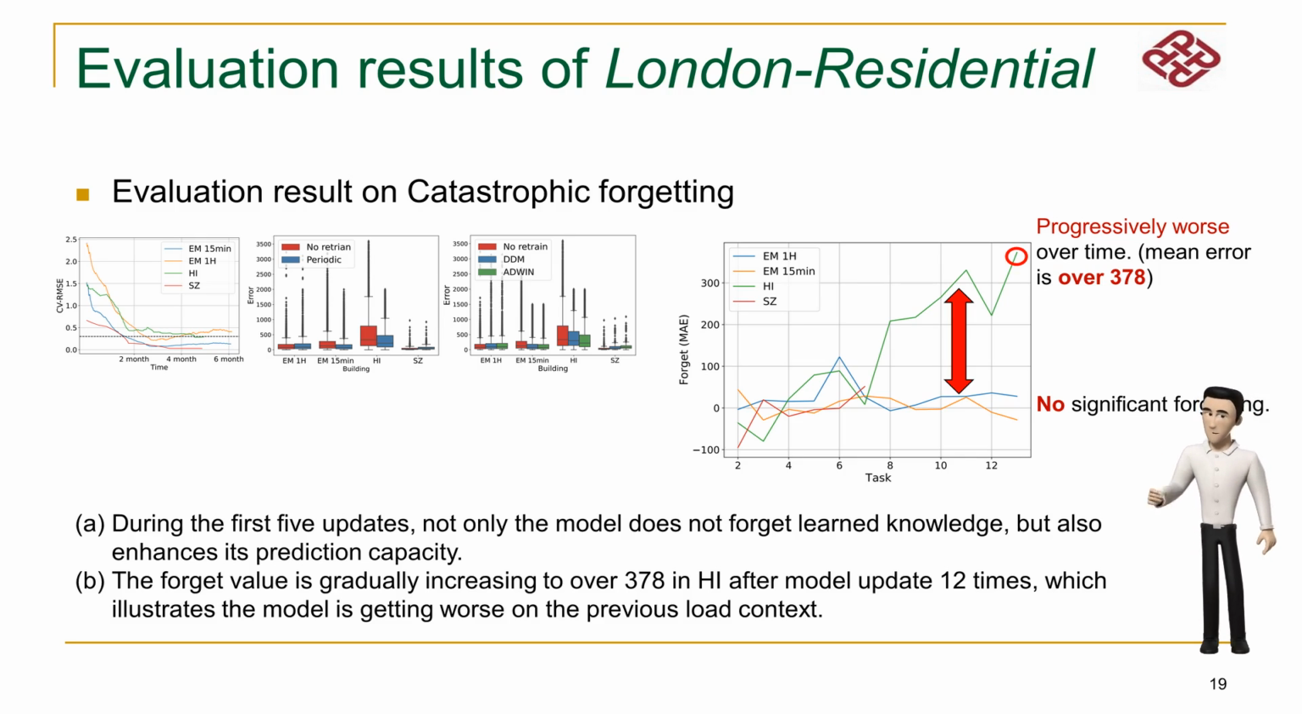The model in HI building is progressively worse over time. Yet, there is no significant forgetting in other tested buildings. Particularly, during the first 5 updates, not only does the model not forget learned knowledge, but it also enhances its prediction capacity.